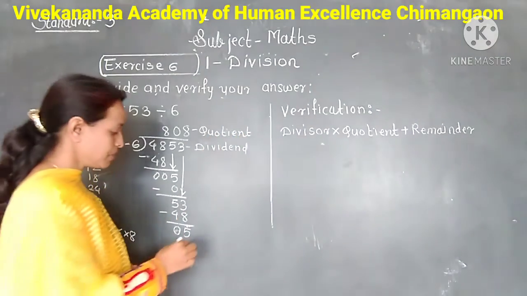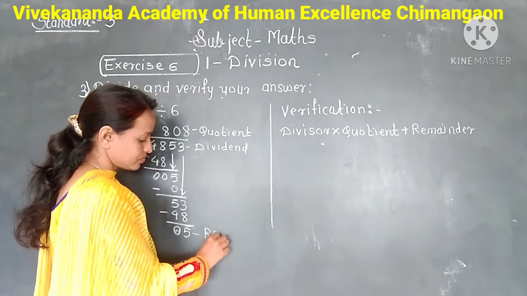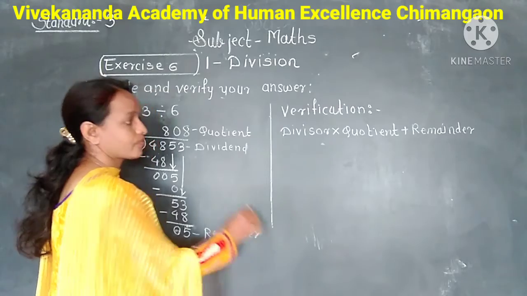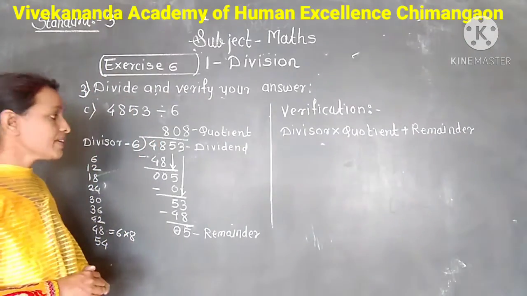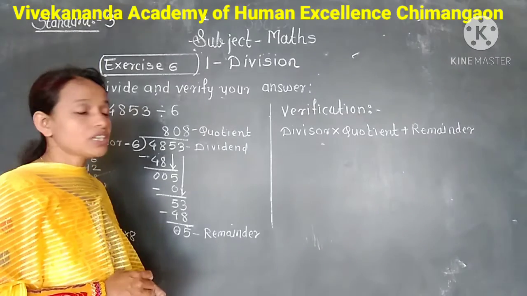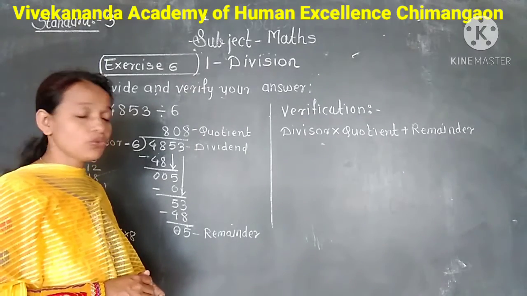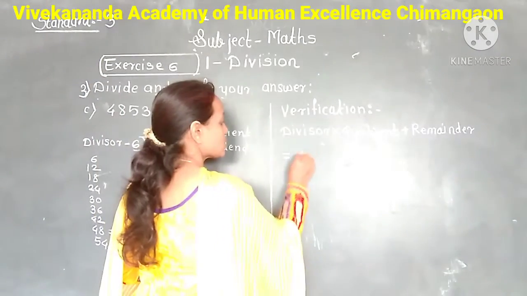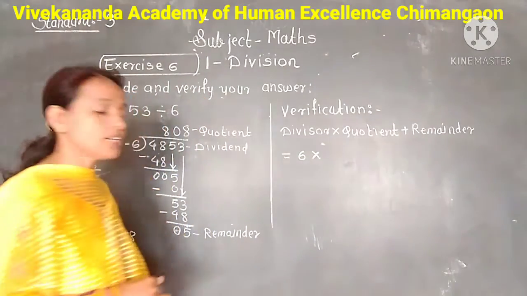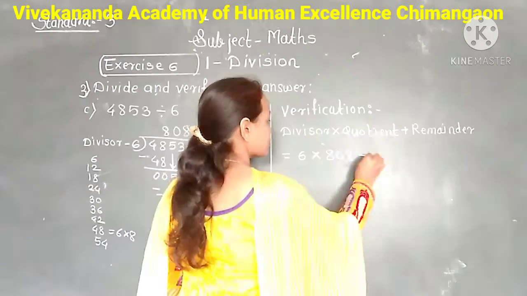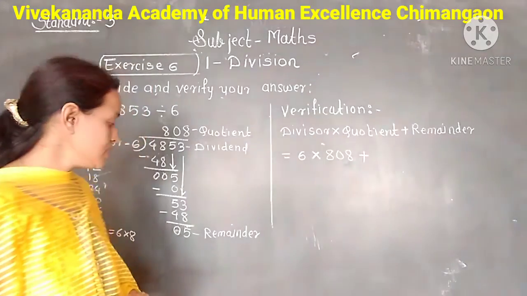And 5 as a remainder. Here divisor is 6, quotient is 808 and remainder is 5. Now by using these values, we verify our answer. Divisor 6, quotient 808 and remainder is 5.